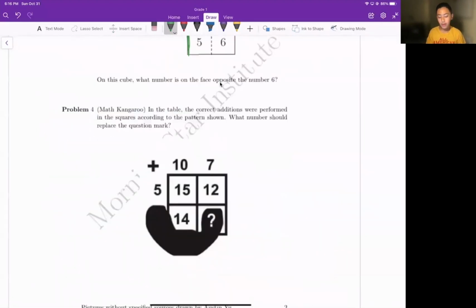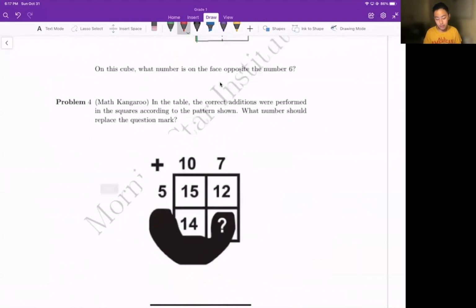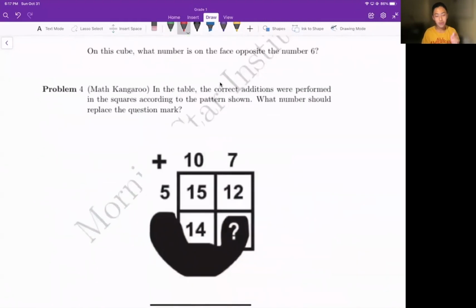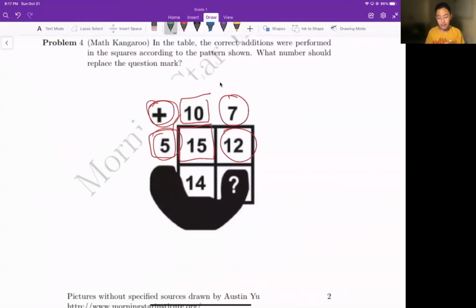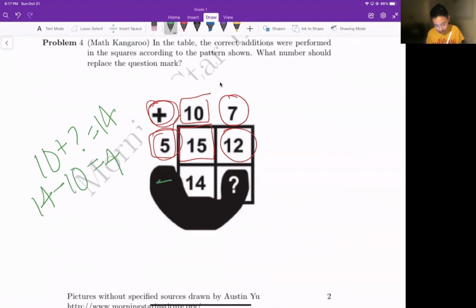Problem 4, in the table, the correct additions were performed in the squares according to the pattern shown. What number should replace the question mark? So for this problem, all you got to do is see what this question really means. For example, 10 plus 5 is 15. And 7 plus 5 is 12. So from this pattern, we can see that 10 plus some number equals 14. And that, of course, is 4. So therefore, 4 should go right here.